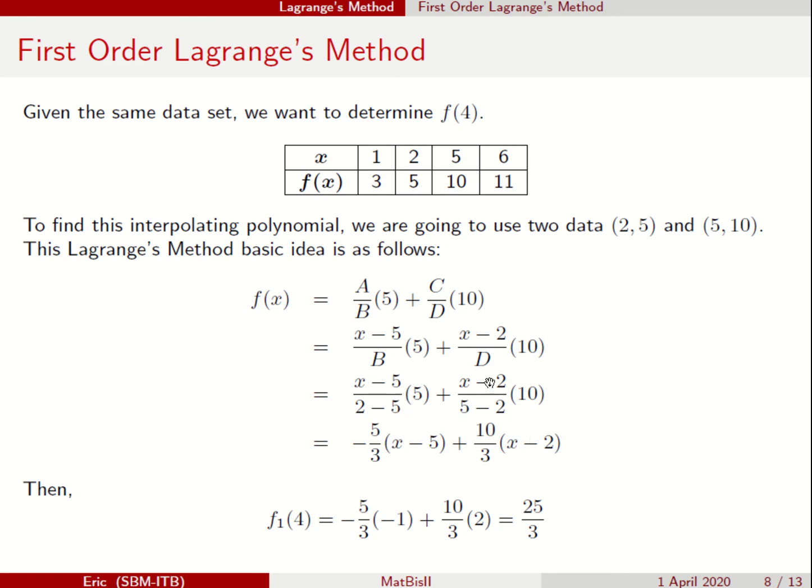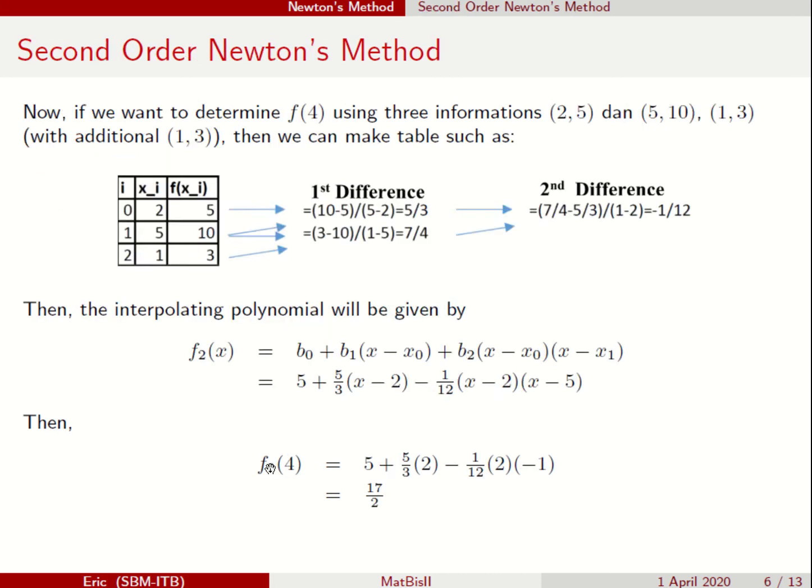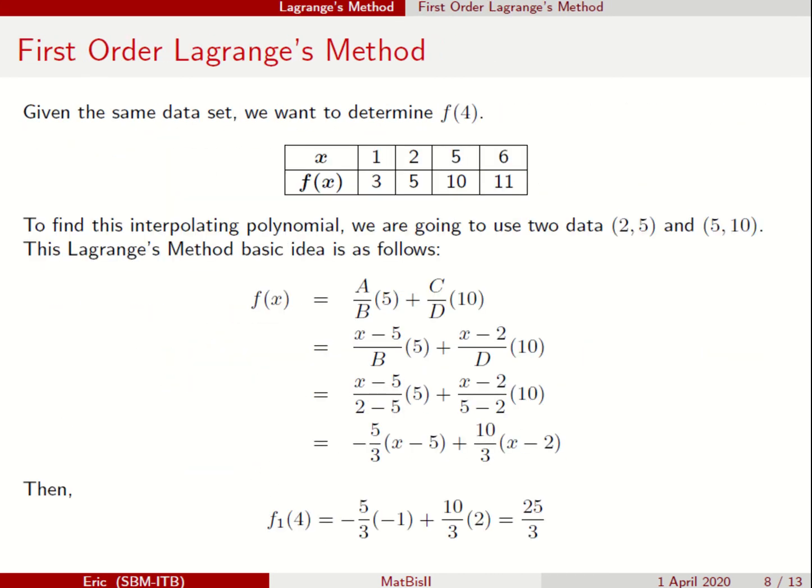And this one also, yeah. When I substitute 5 here, I have 5 minus 2, so it cancels out, so I have divided by 5 minus 2. So f1(4) is 25 over 3. This is the same as the first order Newton's divided difference. Okay, yeah. And now let's look at the first order Lagrange method.